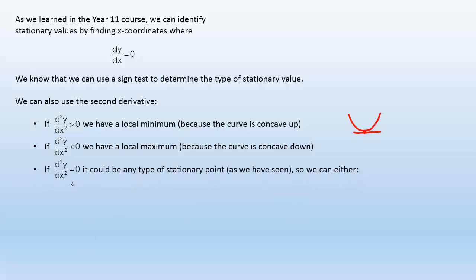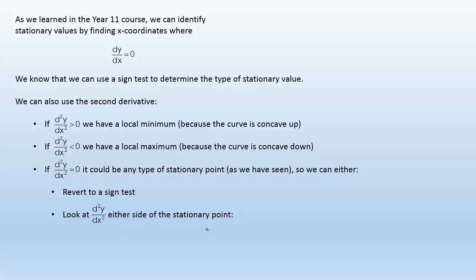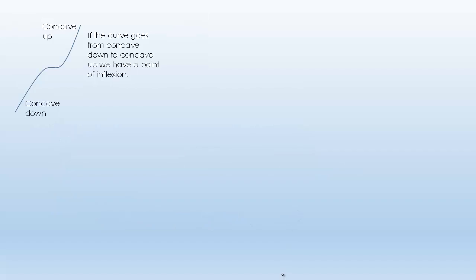If d²y/dx² is equal to 0, it could be any type of stationary point, as we have seen in earlier examples. So in that case we need to do something else. We can either revert to a sign test, which we've met in Year 11, or look at d²y/dx² either side of the stationary point. Now this is new to us, so let's have a look at that.